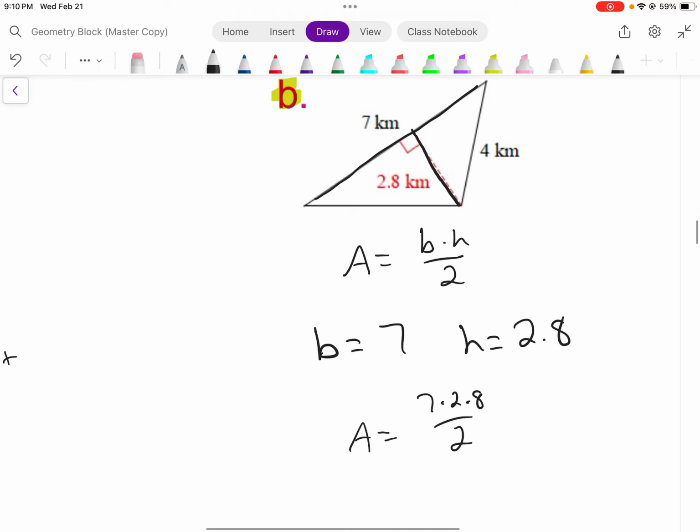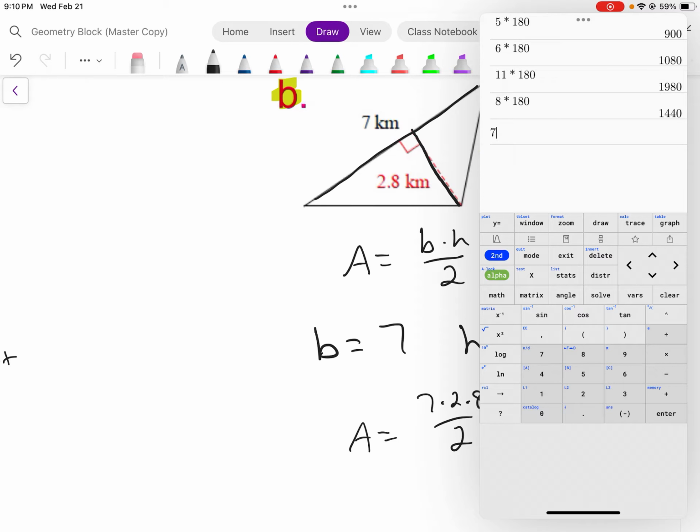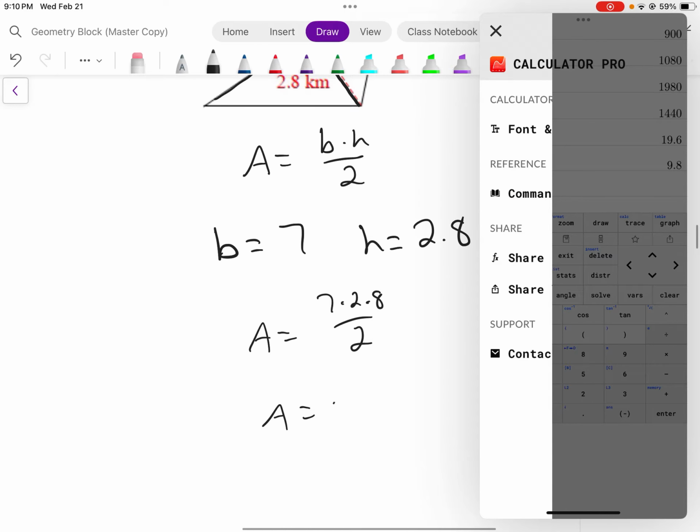So area, 7 times that 2.8 divided by 2. 7 times 2.8 divided by 2, 9.8. In this case, square kilometers.